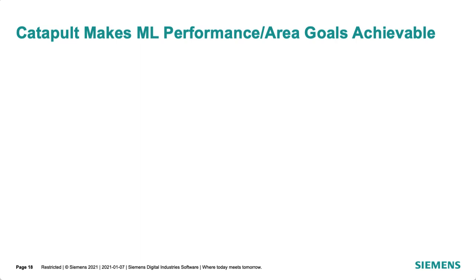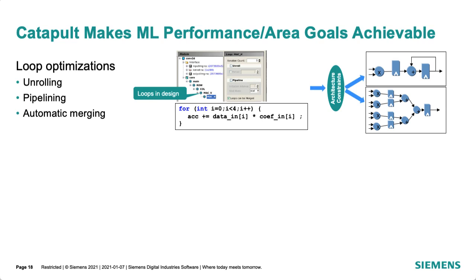Catapult high-level synthesis makes machine learning performance goals achievable. Catapult performs all of the classic high-level synthesis optimizations typically focused on loop transformations such as loop unrolling, pipelining, and merging. Loop constraints allow designers to explore both parallelism and concurrency.